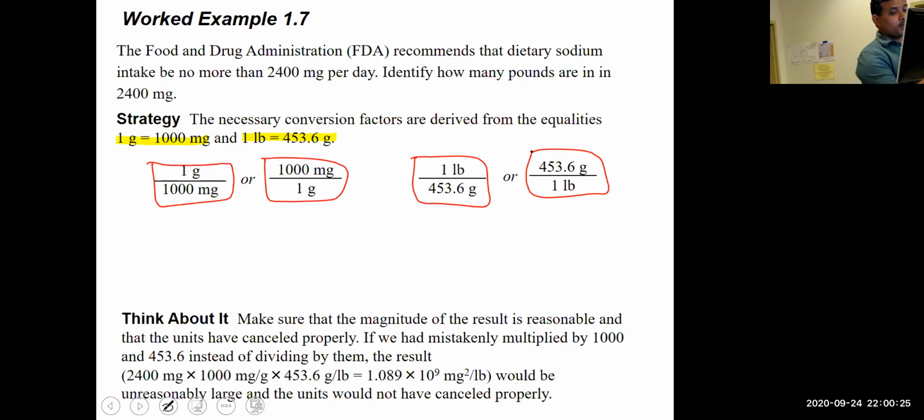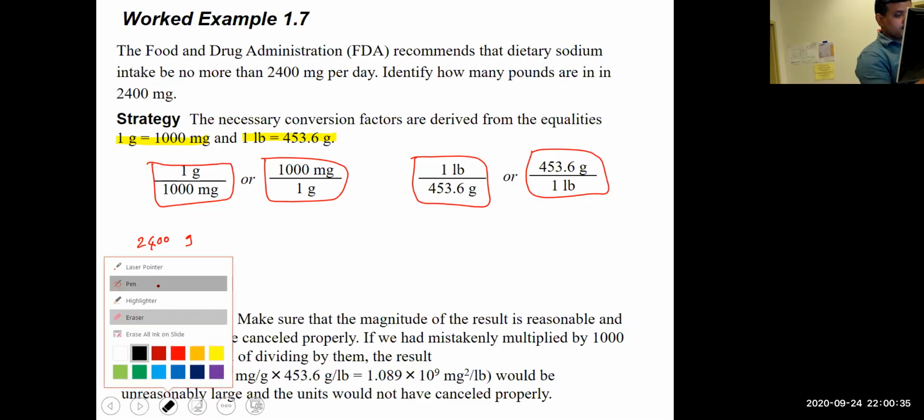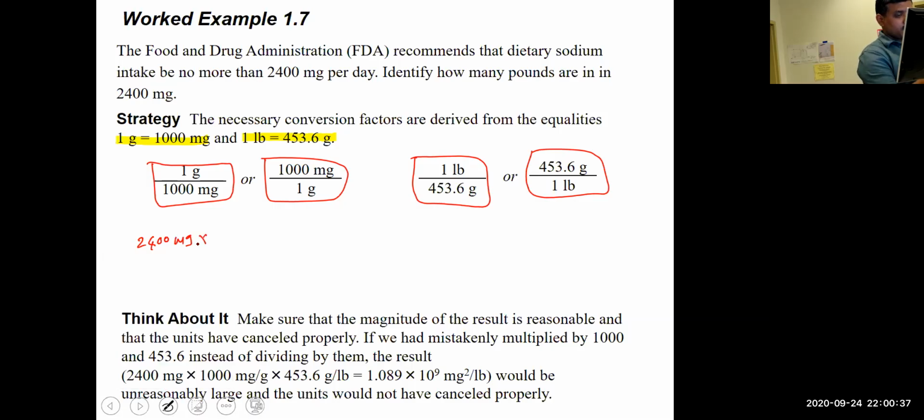Let's start with the given information, which is 2,400 milligrams. So the given unit is milligrams. Between this and this, the one that has milligrams in the denominator is the second one, so you cannot use the other one, but you're going to use this one. So 1 gram over 1,000 milligrams. So we are going to cancel the milligrams, the unit.